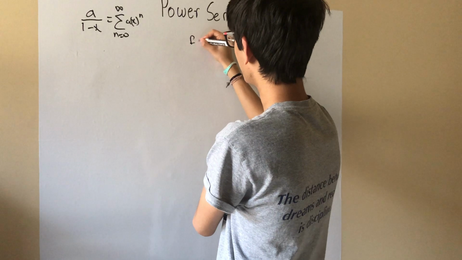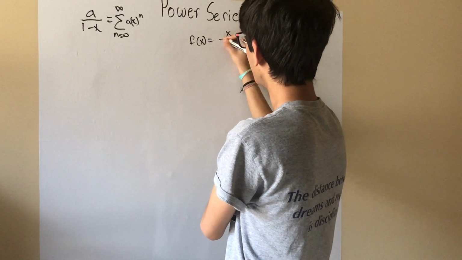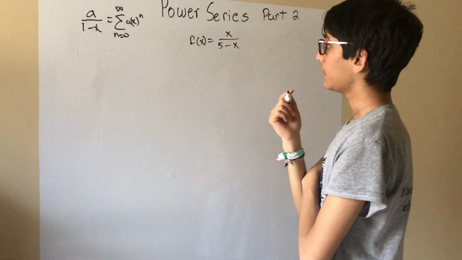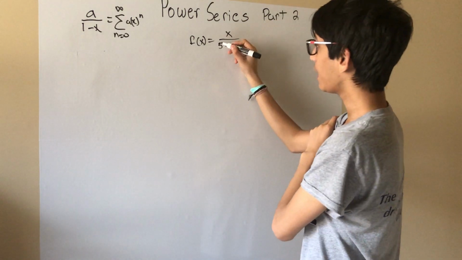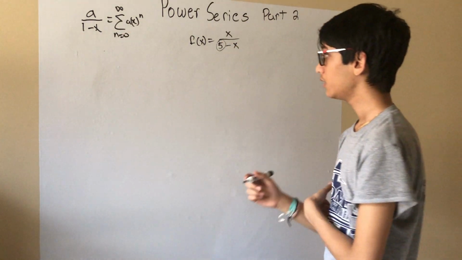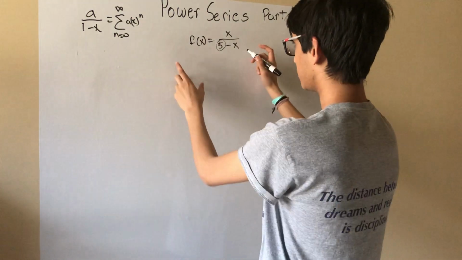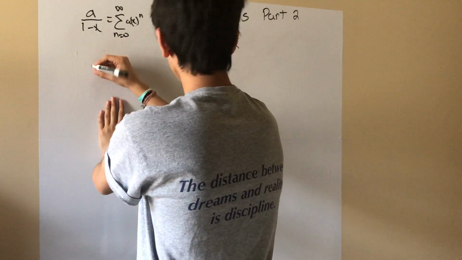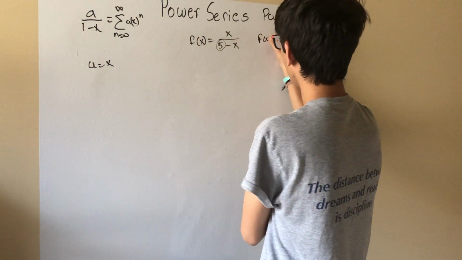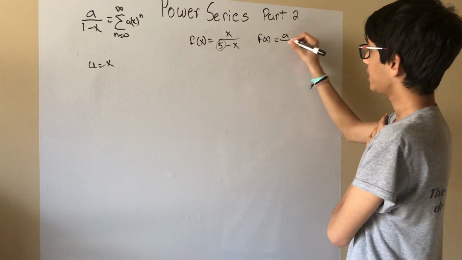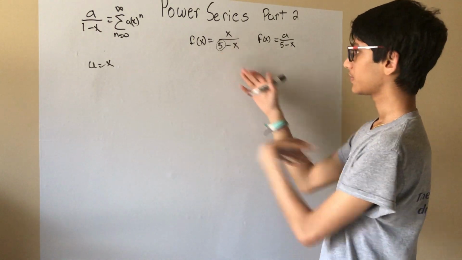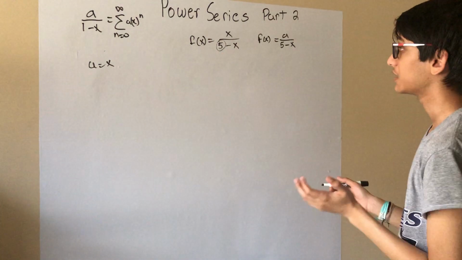So now f of x equals x over 5 minus x. So there's still an x in your numerator, but now this value does not equal 1, right? So we've got to be able to change that. So first let's find out our a value. A equals x, because that's all it is. So now you have f of x equals a over 5 minus x, right, as seen here. And you can just plug in a if you want, it doesn't make a difference.